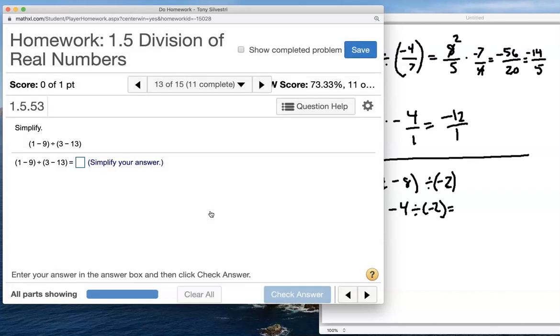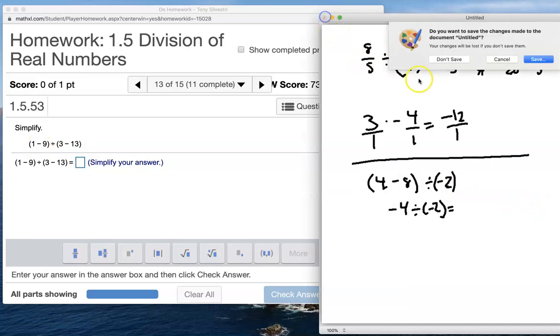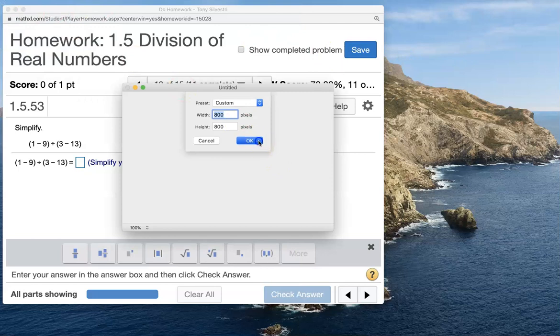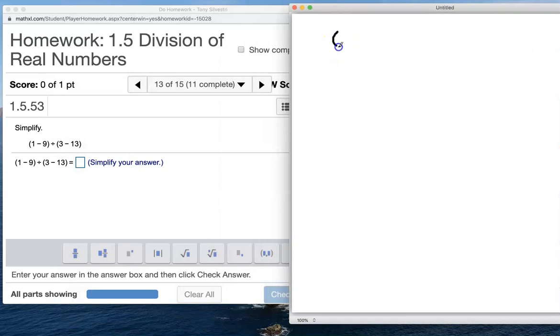Fantastic. Super duper fantastic. You know what? I'm going to show you. Well, it's all right. I was going to do this, something struck me. Anyway, here we have a sheet of paper. Let's copy this. Don't save. I was going to show you something, but I think I'm just going to do it the way I've always shown you. Write this: 1 minus 9, parentheses, divided by 3 minus 13.